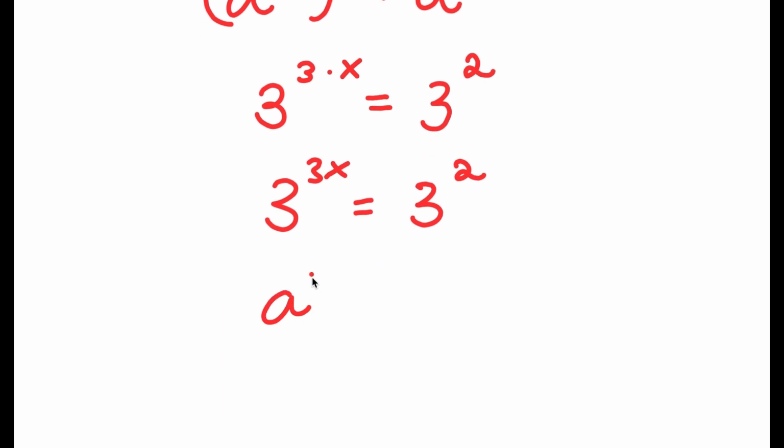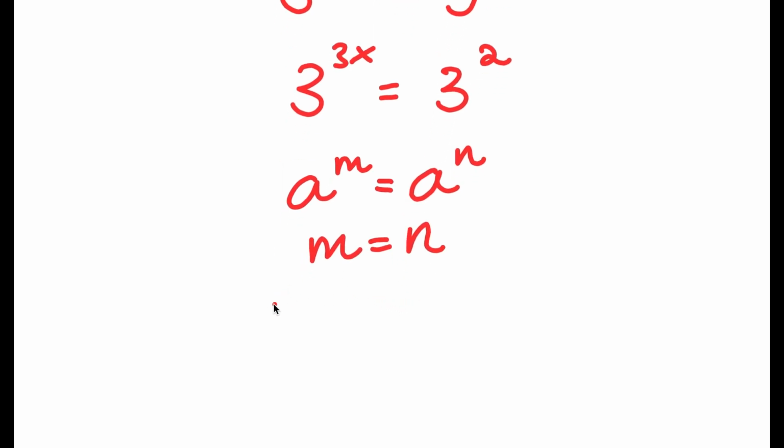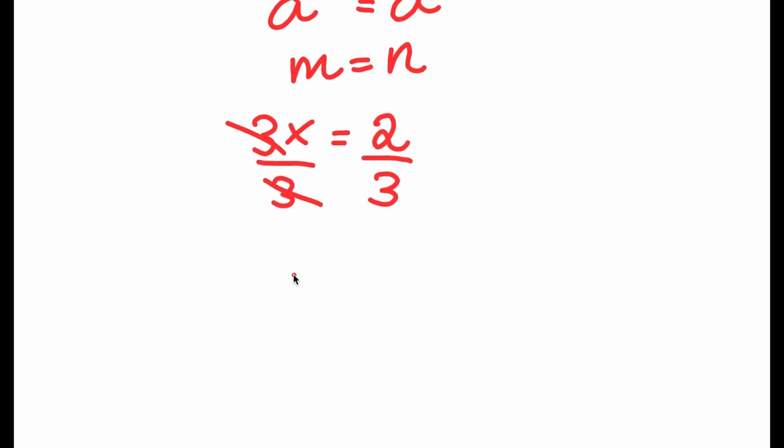Now if I have something in the form a to the power of m is equal to a to the power of n, this means that m is equal to n. So in this case, this means that 3x is equal to 2. And now if I divide both sides by 3, I get x is equal to 2 over 3.